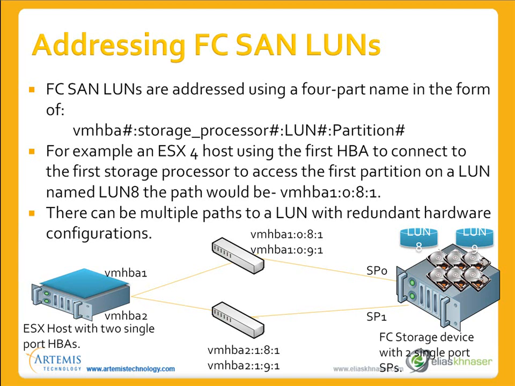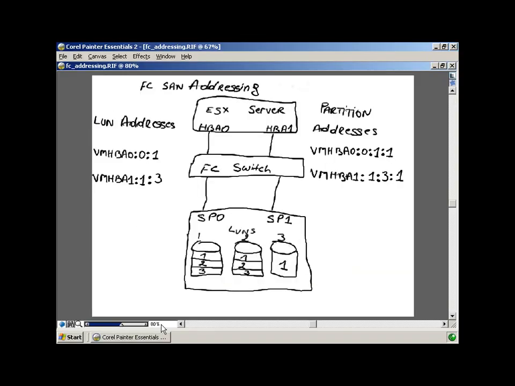However, if you look closely at the second set of examples, we're using VMHBA1 via storage processor 1 to get to LUN 8 and in turn to partition 1. And we're doing the same thing for LUN 9 to partition 1. Now this provides some redundancy to access the LUNs and the partitions on them via two different storage processors, two different routes, thereby creating what's known as multiple paths to a certain LUN. Now let's go to the whiteboard and take a look at a few more examples of how we can do this.